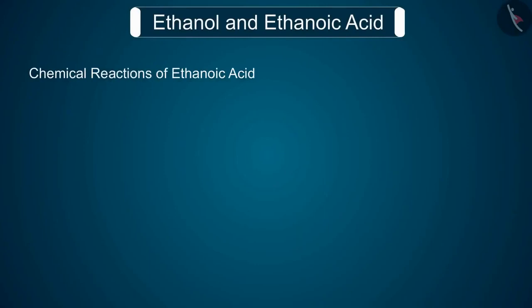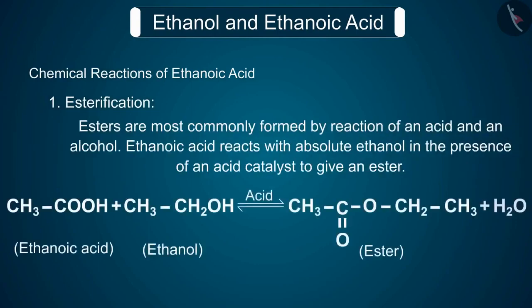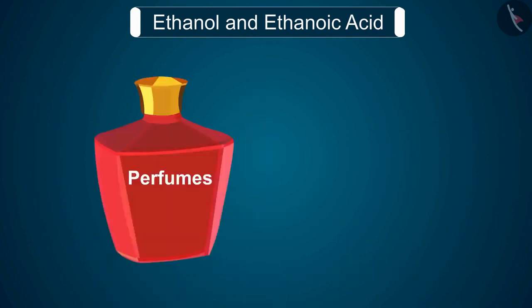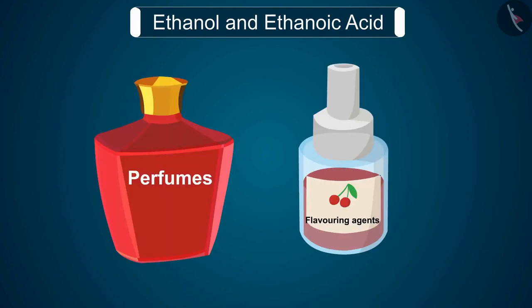Now, we will discuss the chemical reactions of ethanoic acid. 1. Esterification. Esters are most commonly formed by reaction of an acid and an alcohol. Ethanoic acid reacts with absolute ethanol in the presence of an acid catalyst to give an ester. Generally, esters are sweet-smelling substances. These are used in making perfumes and as flavoring agents.